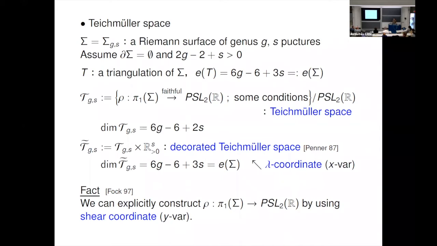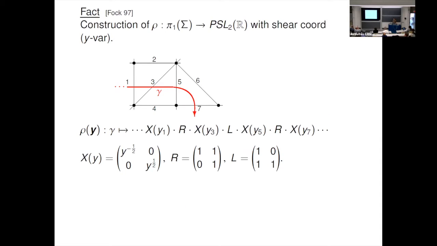And in fact, Fock shows that by using shear coordinate, so another coordinate, Y variables, we can explicitly construct the representation from pi1 to PSL2R combinatorially in the following sense. So actually, this is a very interesting map. So let's consider this kind of triangulation of the surface. This is only a snapshot of triangulation. And this gamma is an element in this pi1. So it is an oriented closed curve. And we assume that this curve doesn't touch vertices. And it should be as simple as possible. It means that if it goes into some triangle, it goes to right or left simply. So it doesn't return the way.